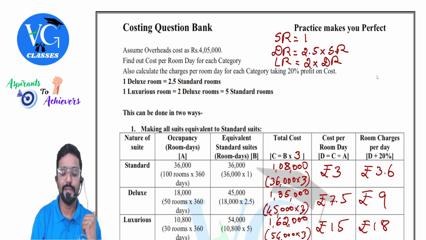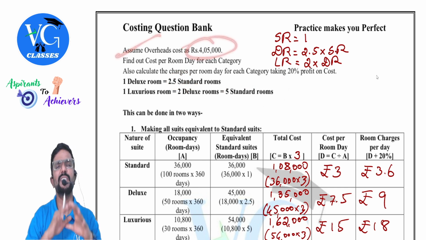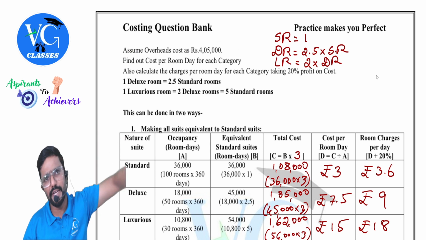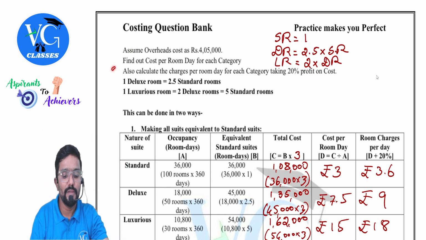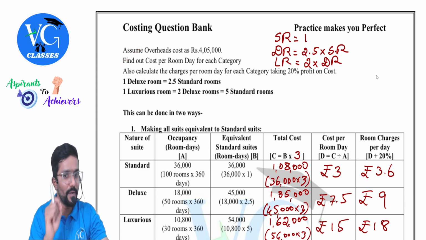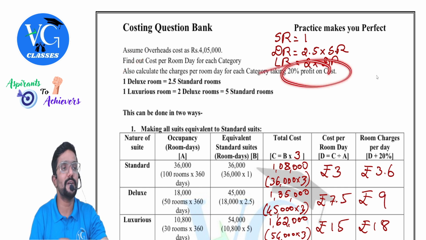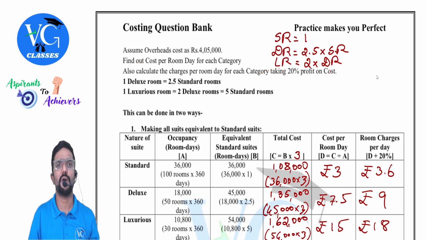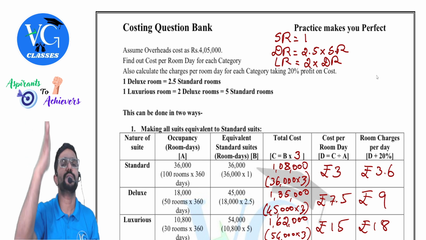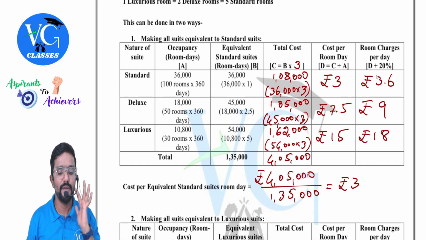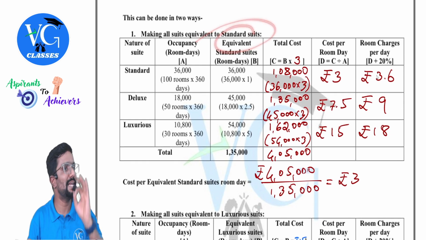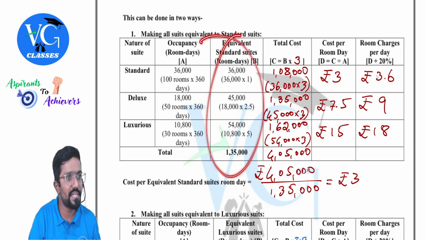I am assuming 4,05,000 is the total overhead cost incurred for the entire hotel. They are asking to find the cost per room day for each category. Also calculate the charges per room day for each category if the company wants to make 20% profit on cost. That means they are asking you to fix the room charges. First, taking standard as a base, we already did the calculation till here.